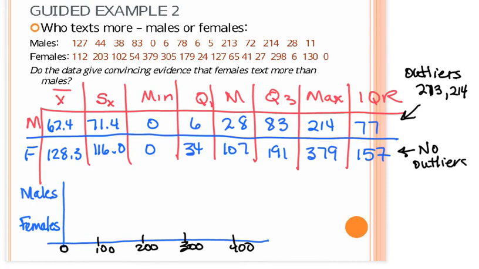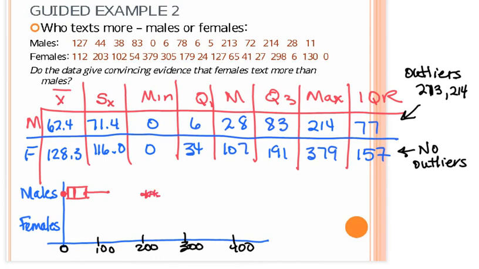All right, so let's see what we end up looking like. The males have a minimum of 0, and we know that the median is 28, so it's pretty far down here, with a quartile 1 of 6 and a quartile 3 of 83. And again, this is just a really quick graph, and a max of 214, which is way off the scale. The acceptable value that's below that 213 is 127. So that's our other whisker. And then we'll have the 213 outliers here.